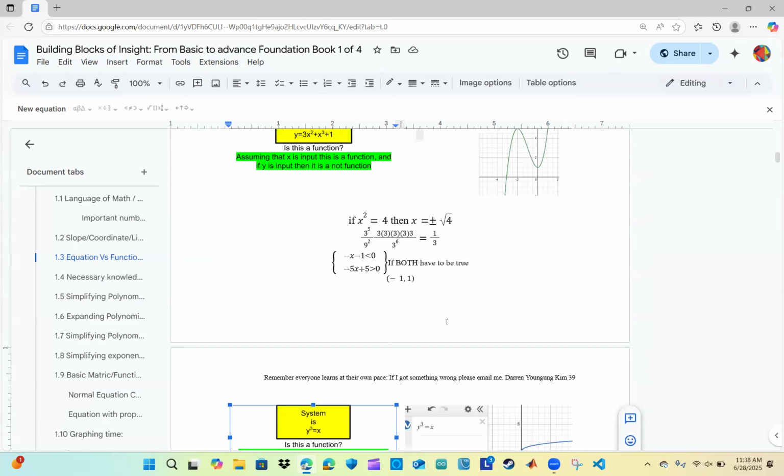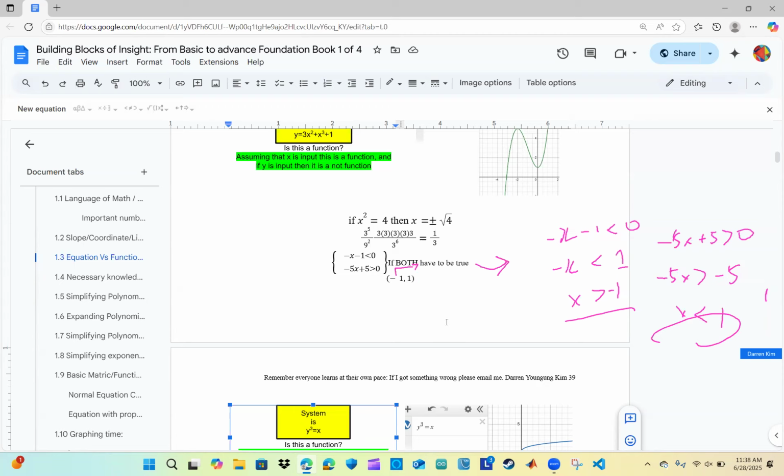Now I should double check this one because I'm stupid. And if both of it has to be true, negative x, negative 1, 0. I'm checking all of these because I cannot trust myself with this. Huh? Oh, negative. Okay. So that's true. 5x plus y greater than 0. Negative 5x minus 5. Next. Okay, this is correct. I made these a long time ago.